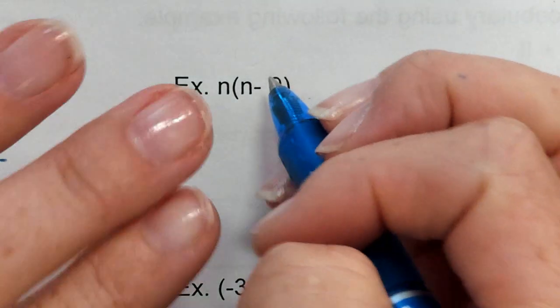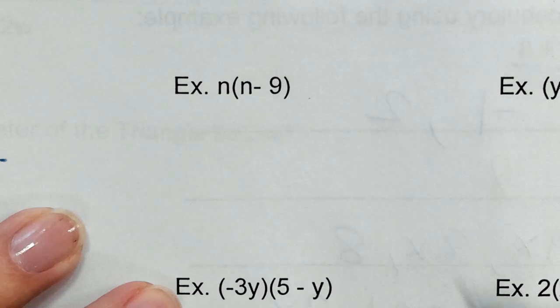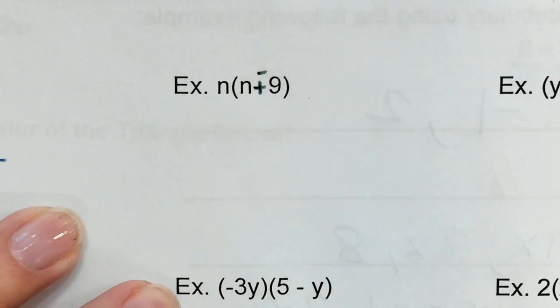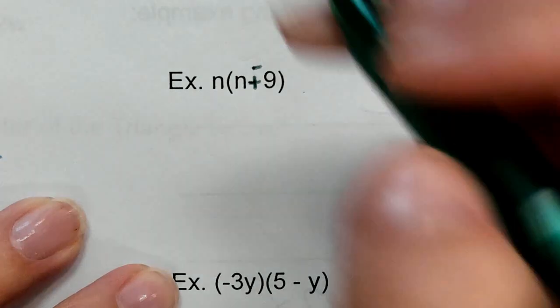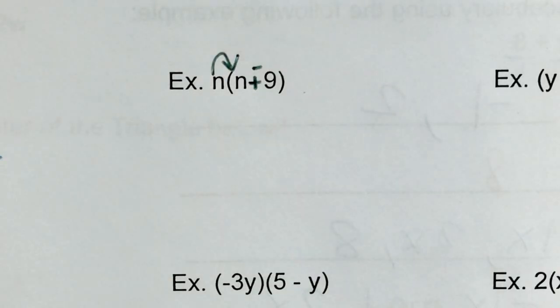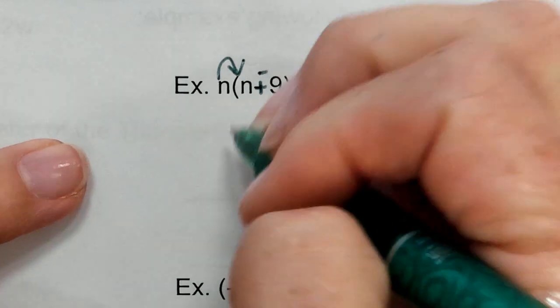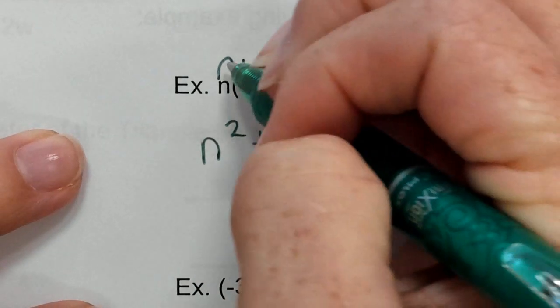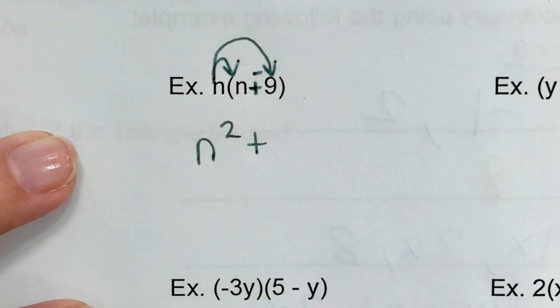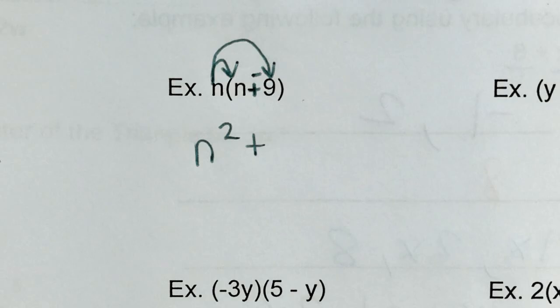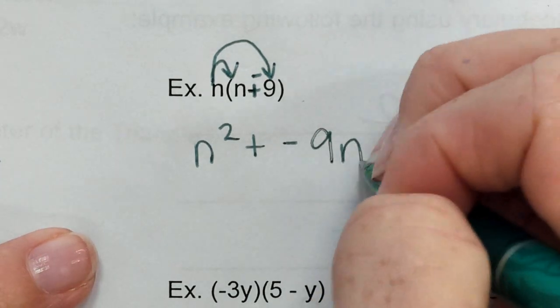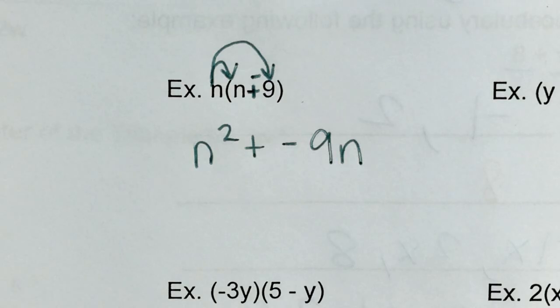What's the first thing we're going to do before we do anything? Change. I now need to do n times n. Do y'all understand why it's not 2n? N plus n is what? 2n, because that's 1n plus 1n is 2n. It's n times n. N squared. Plus n times negative 9. What's a positive times a negative? Negative. And would I write n9 or 9n? 9n. The coefficient always goes in front of the variable.